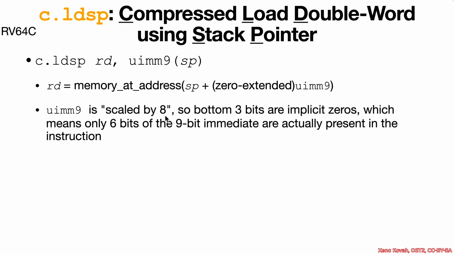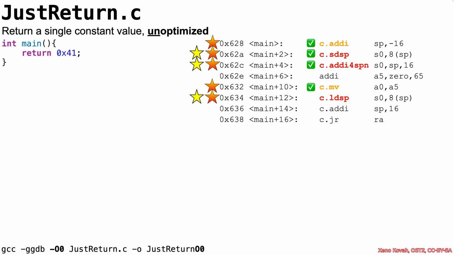This UM9 is also scaled by 8, just like with SDSP. So again, it's a 9-bit value, but only 6 bits are actually in the instruction stream. And so it's going to be multiples of 8: 0, 8, 16, etc. And that's pretty much it. That is it for all of these new compressed instructions.